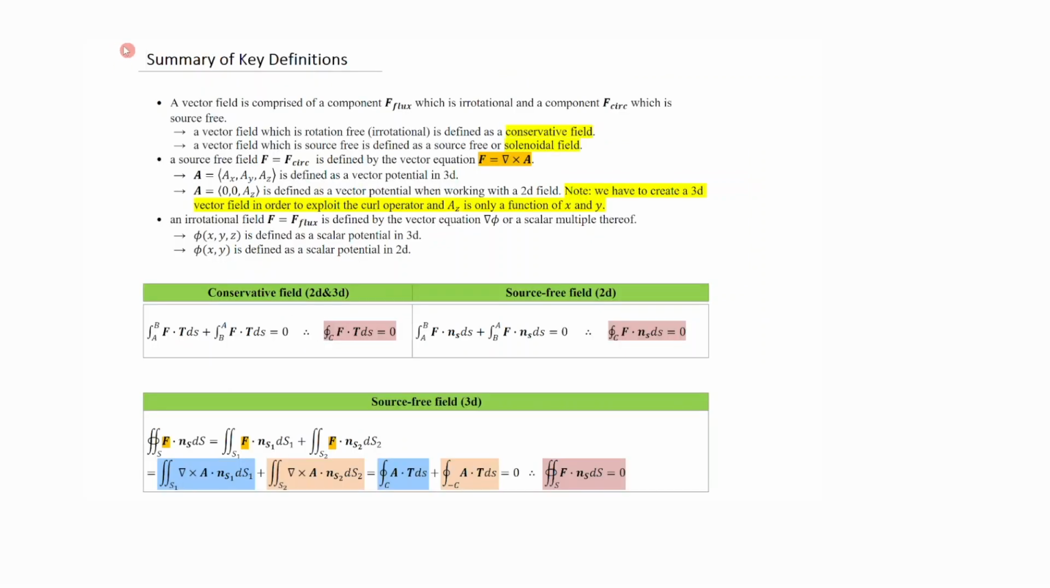All right, so let's now summarize some of the key definitions. Some of this material is not necessary as part of this course, but we're reviewing all the bits and pieces.